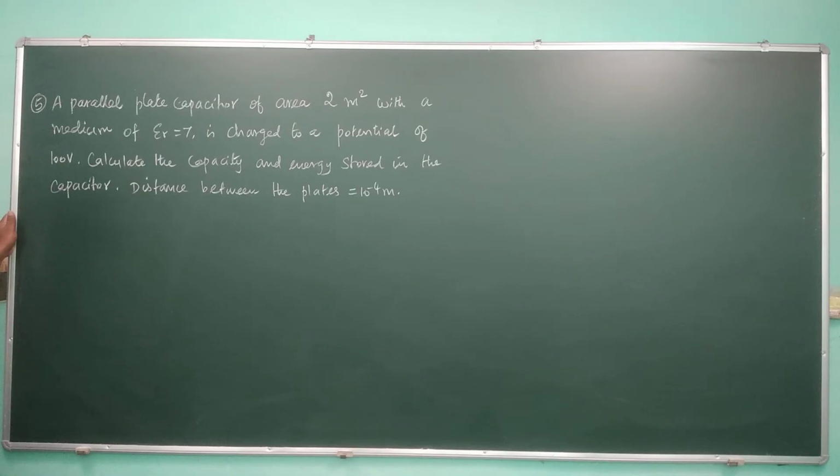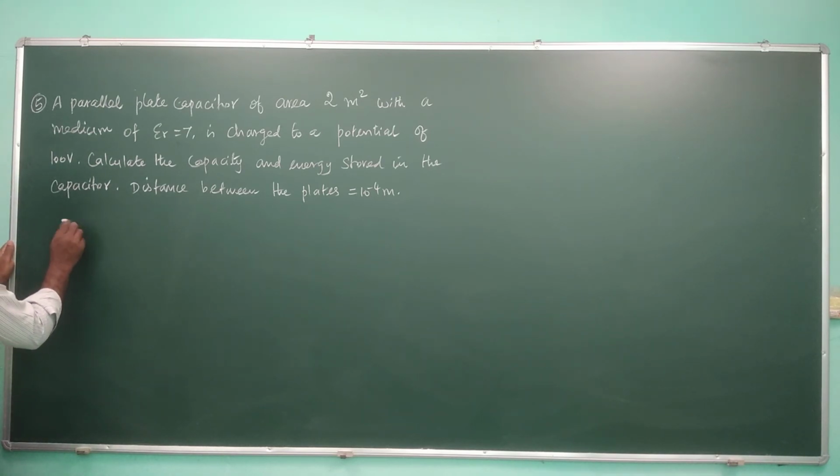Problem number 5. A parallel plate capacitor of area 2 meters square with a medium of relative permittivity 7 is charged to a potential of 100 volt. Calculate the capacity and energy stored in the capacitor. Distance between the plates is equal to 10 power minus 4 meter.